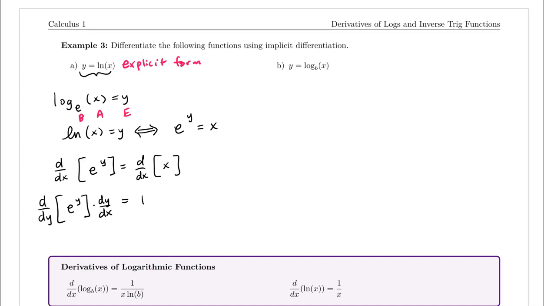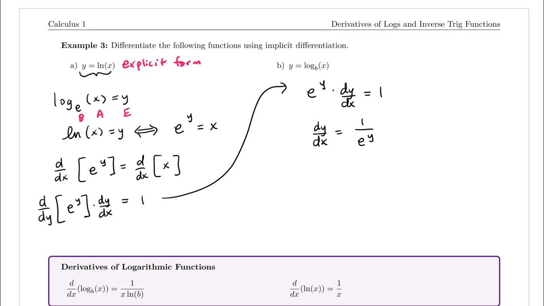And the derivative of e to the power of y with respect to y is e to the power of y. So we have e to the power of y times dy dx is equal to 1, and then my goal is to isolate dy dx. So I get dy dx is equal to 1 over e to the power of y.